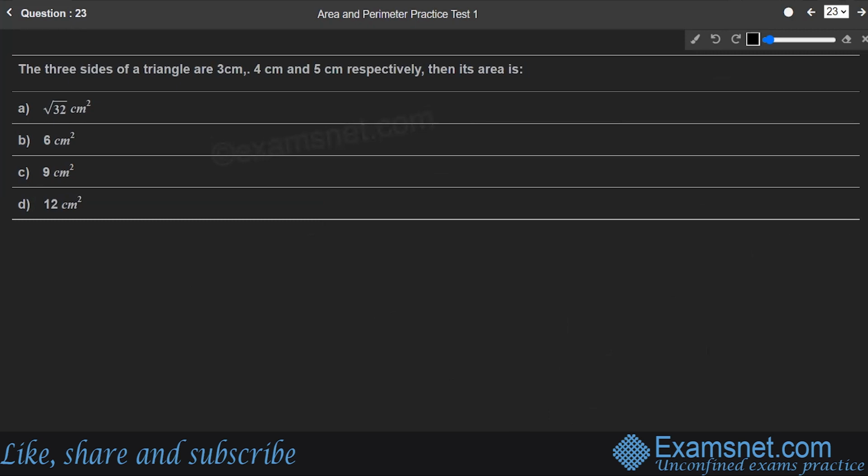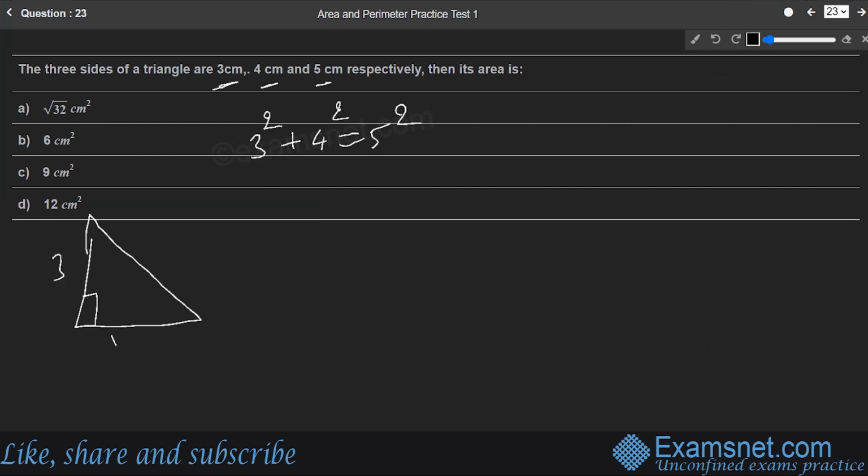In the next question, he says the three sides of a triangle are 3 centimeter, 4 centimeter, and 5 centimeter. If you have a closer look at these three sides, you can understand that 3 square plus 4 square is actually 5 square, which is the Pythagoras theorem. So clearly this indicates that this triangle is a right triangle, and this could be 3, this could be 4, and this could be 5. It is like this. So this indicates that it is a right angle triangle.